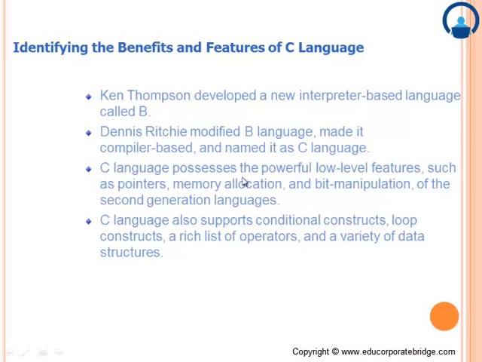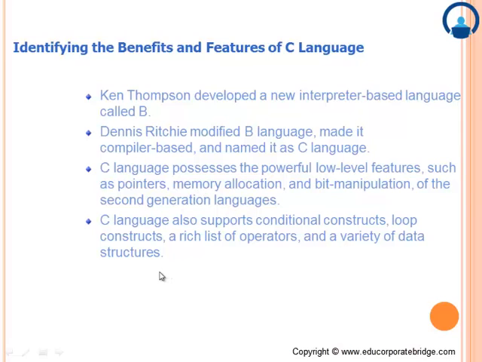C language possesses the powerful low-level features of the second generation languages, such as pointers, memory allocation, and bit manipulation. See, C language is counted as a very powerful low-level language of the second generation, and it also supports conditional constructs like loops, a rich list of operators, and a variety of data structures. It is very flexible and a powerful language.